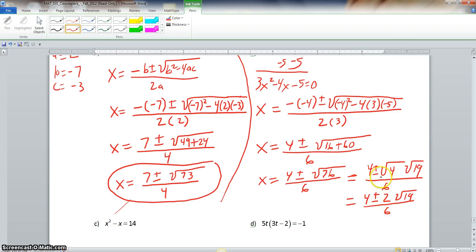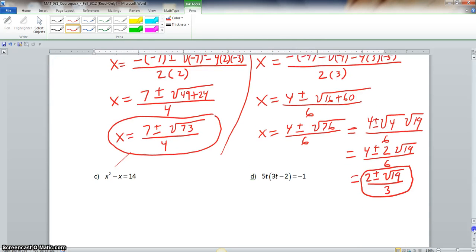Now, for the sake of this problem here, 4 and 2 both can go into 6, and the greatest common factor of all three of these is 2. So 2 goes into 4 twice, 2 goes into 2 once, but we don't have to write the 1 because we have the square root of 19, and 2 goes into 6 3 times. So our final answer here is 2 plus or minus the square root of 19 over 3.